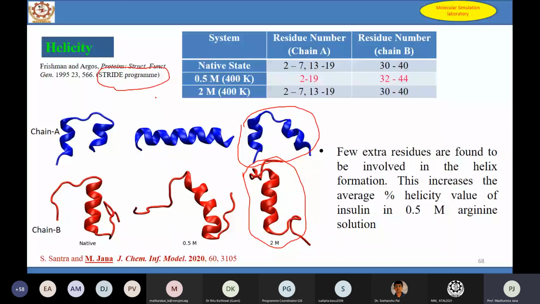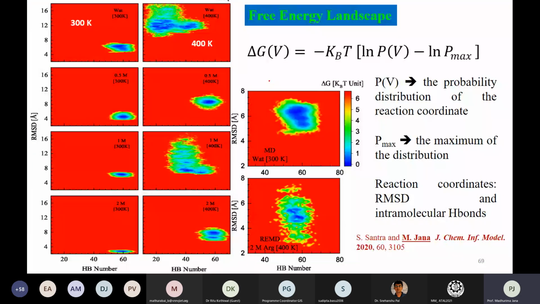We can also see the free energy landscape. For the free energy landscape generation, we have used 2 different coordinates here. One is the probability distribution of the reaction coordinate, which is P of V, and another is P max, the maximum of the distribution, which is given by this expression here. For our case, the reaction coordinates were chosen as the hydrogen bond number and the root mean square deviation. So you can see how the native folded state lies in the free energy landscape, and how the landscape changes with temperature as well as in the presence of different concentrations of arginine solution.